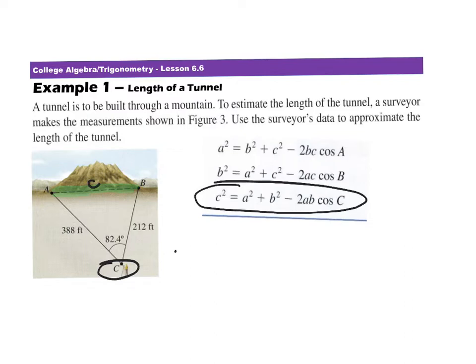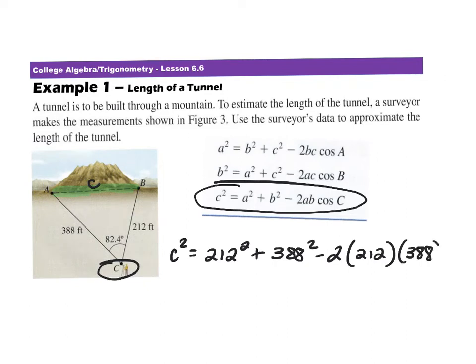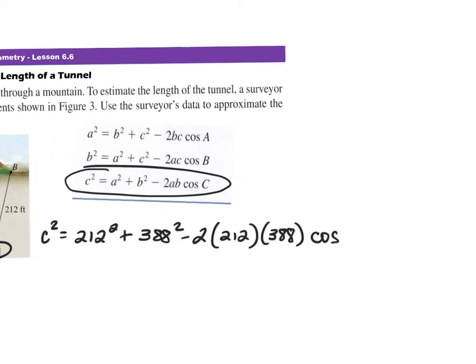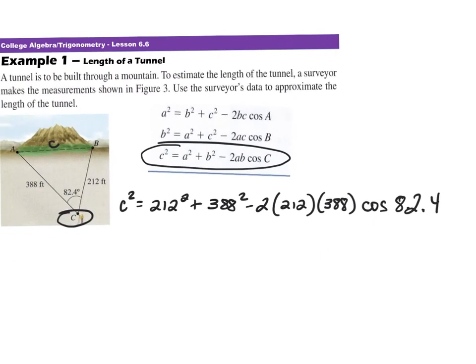So I literally would say c squared equals, or remember, side A is across from angle A, side B is across from angle B. So instead of A, I would put 212 squared plus 388 squared minus 2 times the measure of A, which was 212, the measure of B, which is 388. And then I would multiply that by the cosine of angle C, which is 82.4 degrees. Anybody have questions?